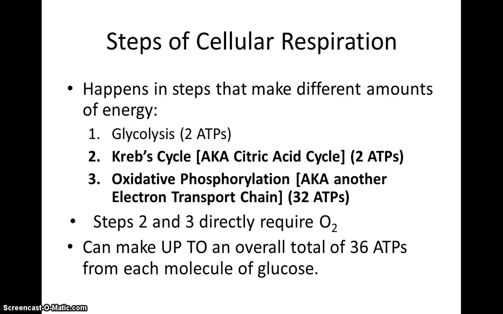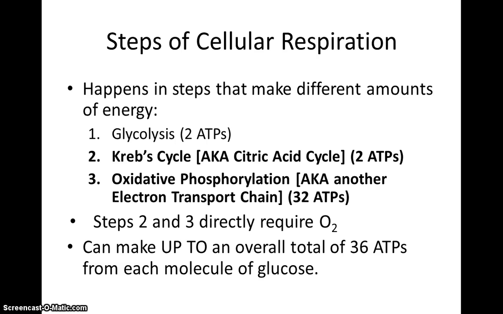All right, and our final thing for today, which we'll get into a little bit more in the next lesson, but just to have the basics today, there are 3 steps that make up cellular respiration, and we'll go into each in more detail in the next lesson. But it is going to happen in kind of discrete steps that make different amounts of energy in the form of ATP. So the first step of cellular respiration is called glycolysis, and this is going to make a total of 2 ATPs. The second is called the Krebs cycle. It has a second name called the citric acid cycle, so I said AKA here, and that will make another 2 ATPs.